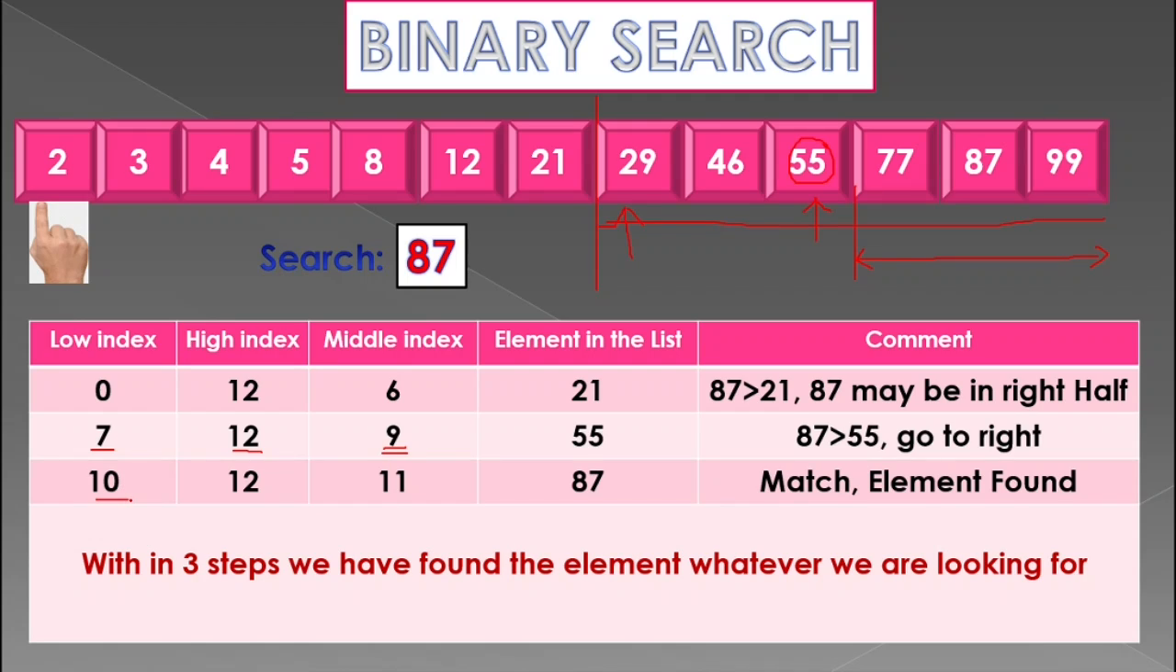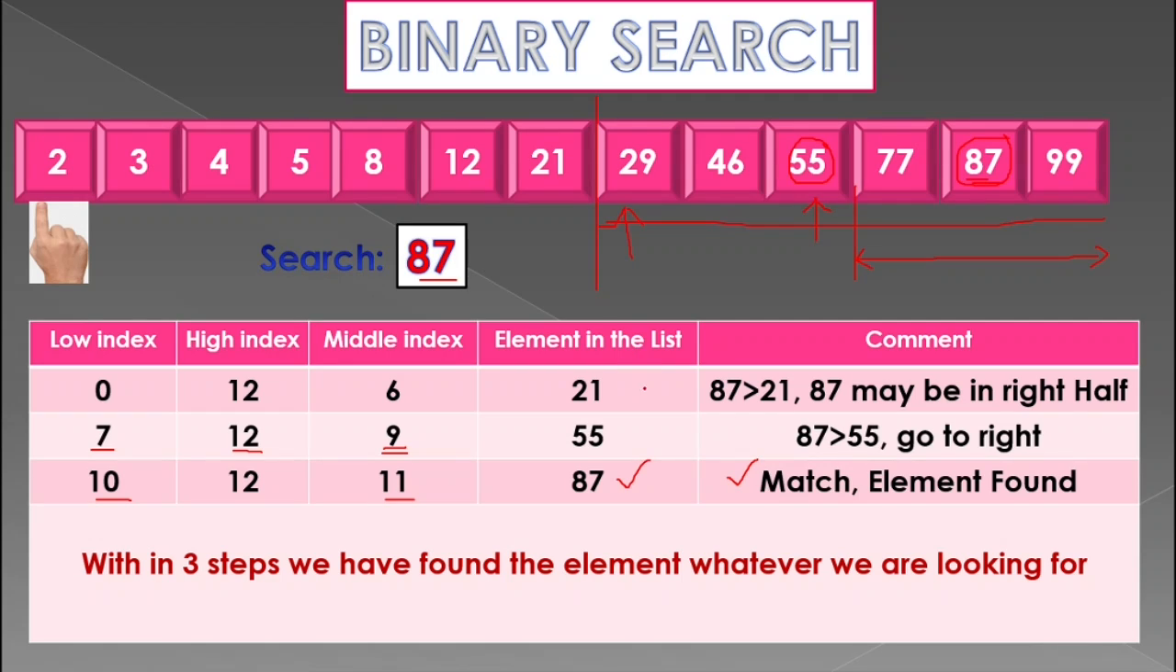Now it is 10. What is 10 plus 12? 22. 22 by 2 is 11. So what is at the 11th location? This is the 6th location, 7, 8, 9, 10, 11. This is the element I have calculated, and 87 now matches this 87. Therefore there is a match and the element is available.